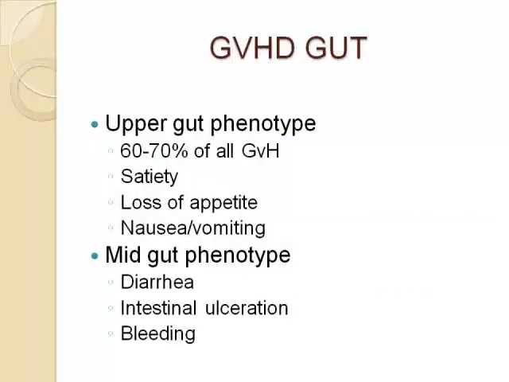So most of our GVH is actually your upper gut, and that's where we think of the feeling full, nausea and vomiting, loss of appetite. Your mid-gut type is more that diarrhea. Danny already mentioned that you lose that mucosal lining, so you get ulcers, you get bleeding, and that's where you have that watery, bloody, crampy diarrhea. This sets you up for infection as well as loss of nutrition.